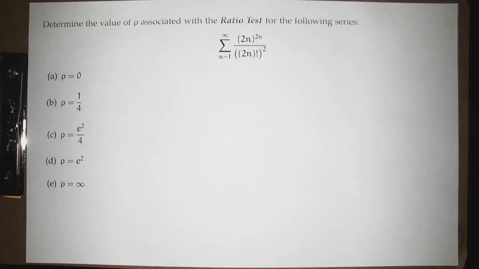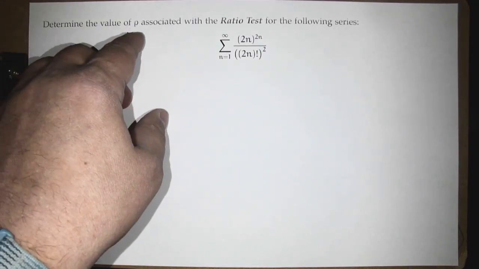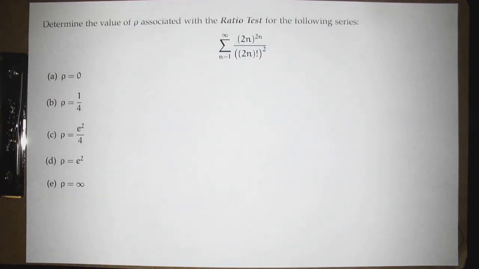It says determine the value of rho. So rho is this symbol we often use for the ratio test or the root test. And why do we use rho? Well, rho is a stand-in for r. If you look at your Greek alphabet, rho and r are the same thing. So r should channel, oh, it's kind of like a geometric series, right? Yes, that's the idea. So anyways, okay, find the value of rho associated with the ratio test.